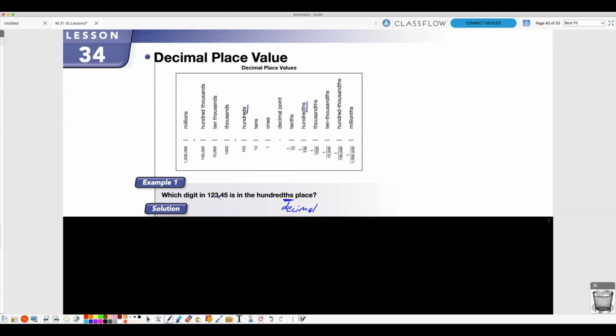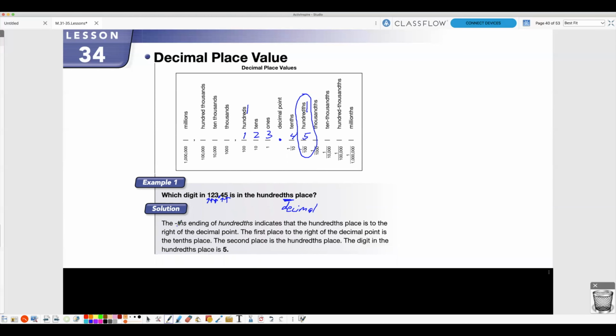figure that out. So this decimal, you can see clearly this is in the ones place, this is the tens place, this is the hundreds place, this is in the tenths place with the "ths", and this was in the hundredths place. So if you look at it, you've got the 1, 2, 3, the decimal, and then the 4 and the 5. The digit that's in the hundredths place is the 5.